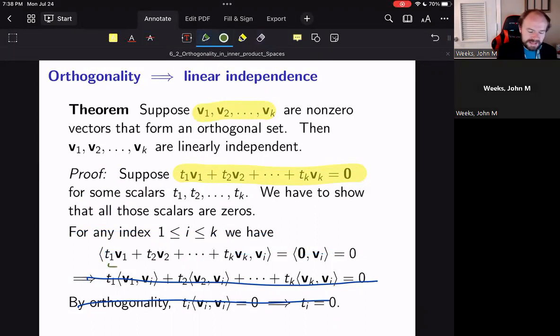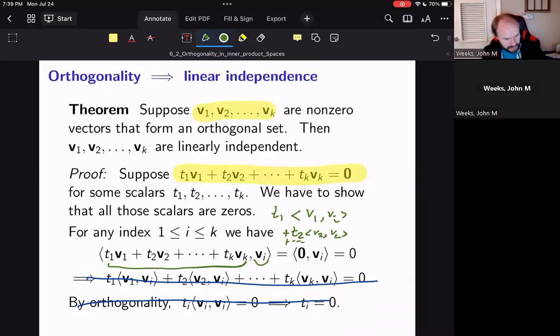So what we're going to start with is take this vector here and take its inner product with vi. Well, what do you think is going to happen? Inner product is linear in the first variable, so I can take out the scalars, I can break apart each of the terms, and I'm left with a bunch of terms that look like t1 times the inner product of v1 with vi, plus t2 times the inner product of v2 with vi, and so on and so forth. So I get a lot of terms that look like this. Well, first things first, I know that this whole inner product is going to be equal to 0.